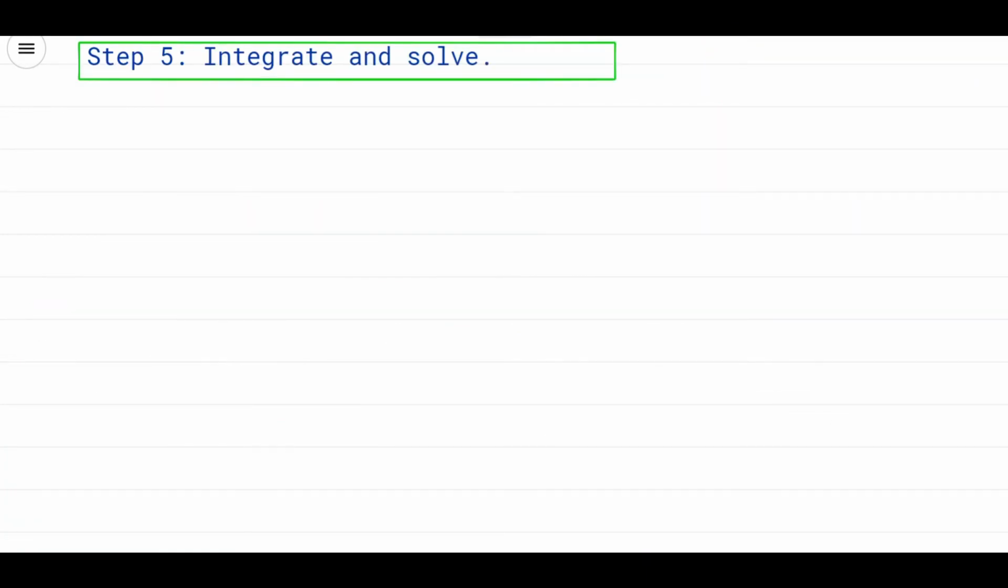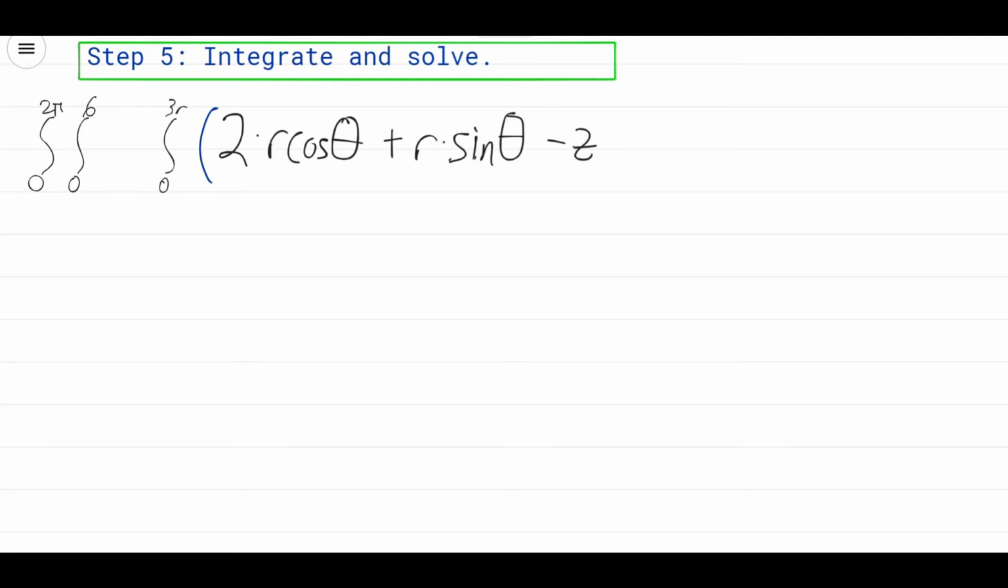So now that we have our integral, we're going to go ahead and integrate and solve. So our integral from 0 to 2 pi, 0 to 6, 0 to 3r, of 2r cosine theta plus r sine theta minus z, r dz dr d theta. Notice that r is a Jacobian, so don't forget to include it, because I will stress it again, people do forget to include it or they don't know where it's coming from. So just don't forget about it.